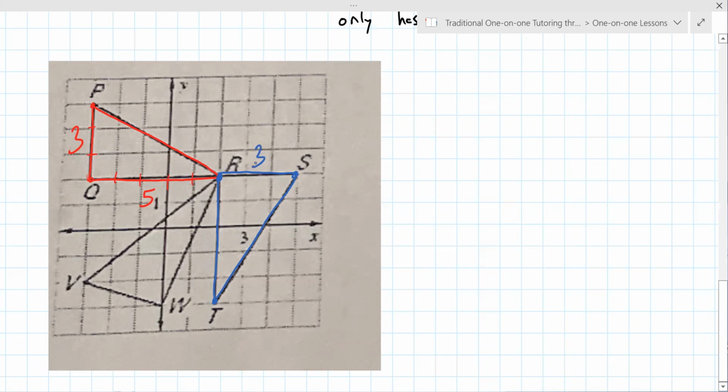And how about R to T? 1, 2, 3, 4, 5, 6. Try again. It's 5. Yeah.